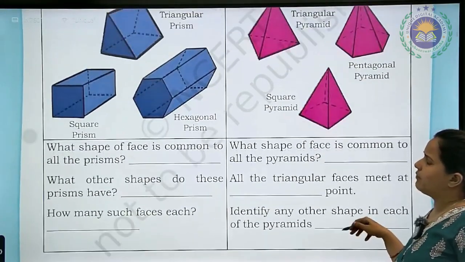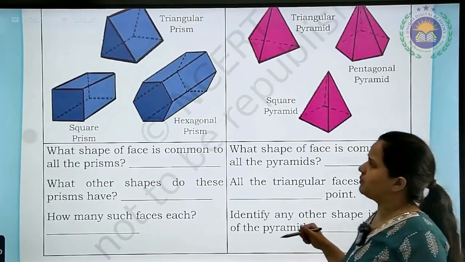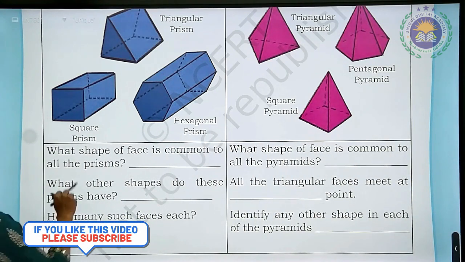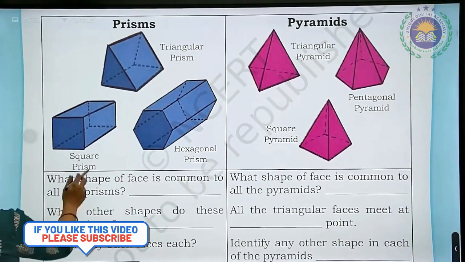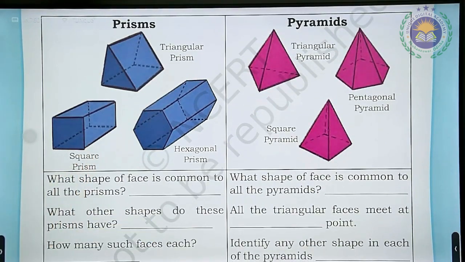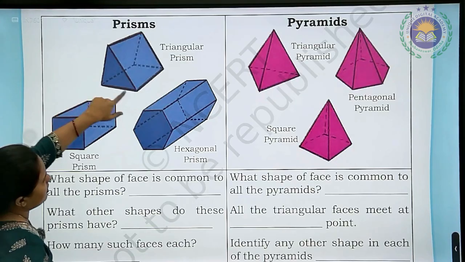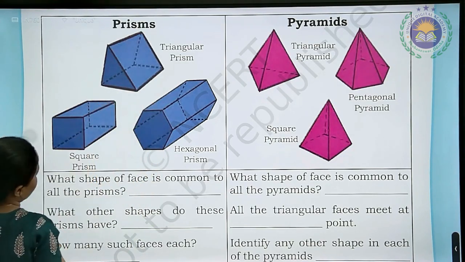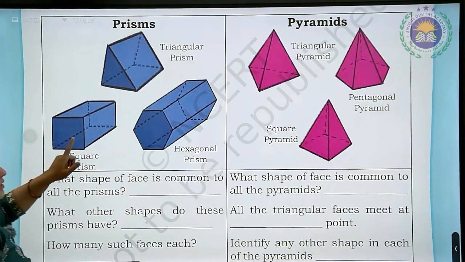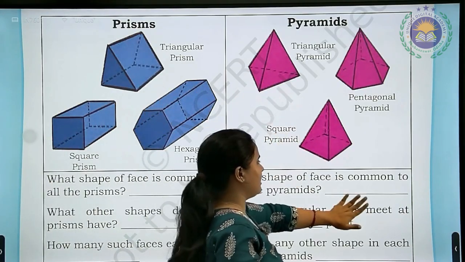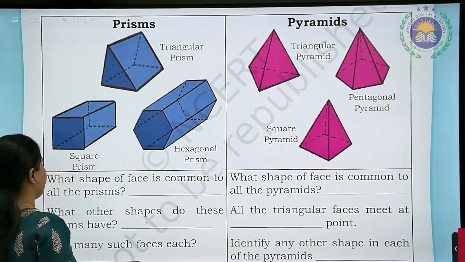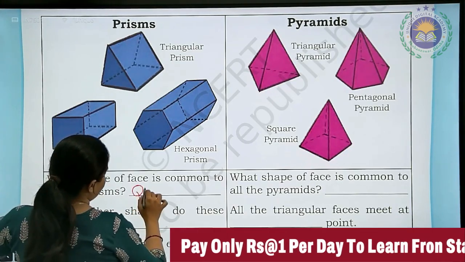What shape of face is common in all the prisms? Here, square or rectangle is common. See, this is also a square, this is also a square. But in a pyramid the common face is only the triangle, but here is the quadrilateral. So what can we write here? We will write the quadrilateral.